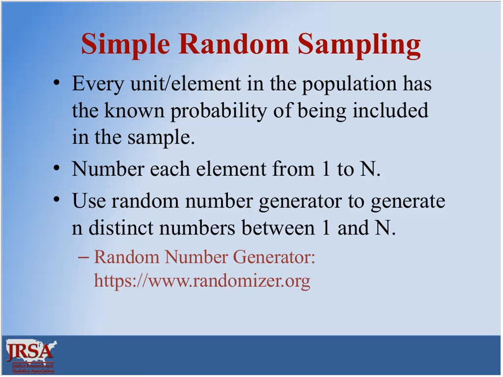Here, I have listed a web resource called the Random Number Generator. Advantages of this method are that it is very simple, it relies on probability theory, and it reduces bias. However, this method is also very expensive and time-consuming, and is not feasible in many circumstances.